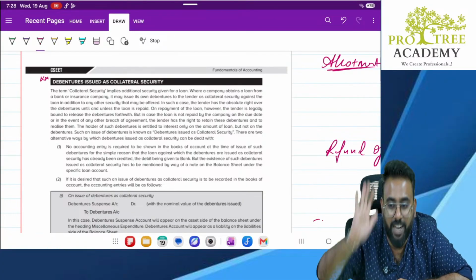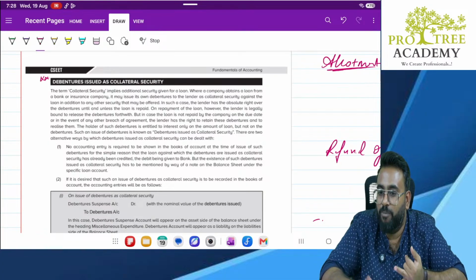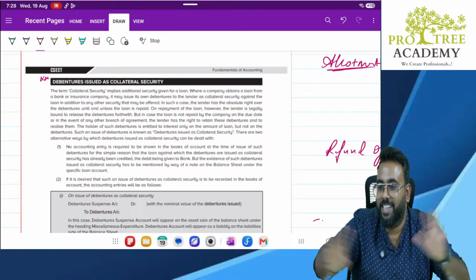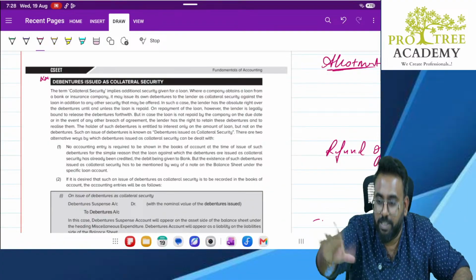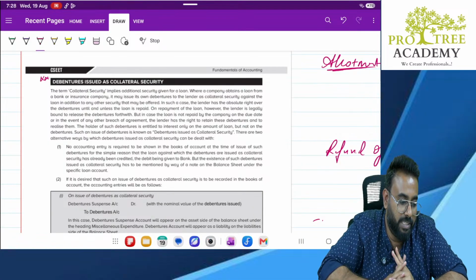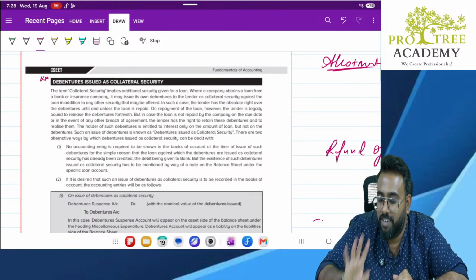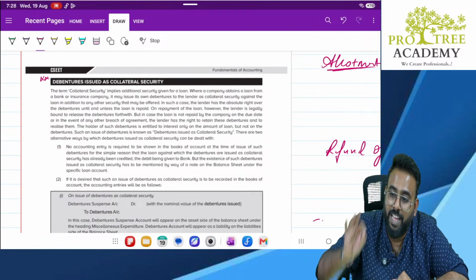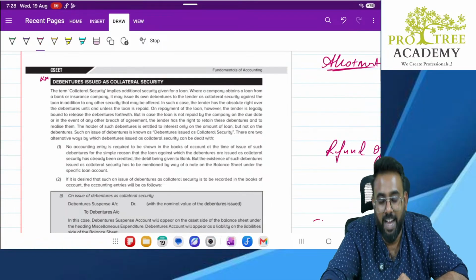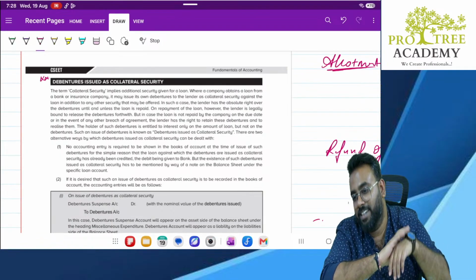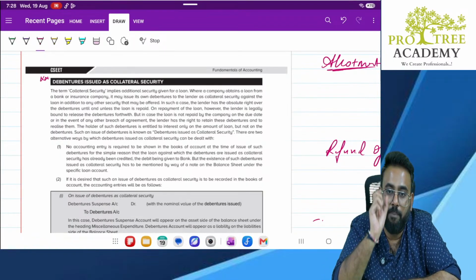This is issued as a collateral. Because I don't have land, I don't have a building, I don't have gold, I don't have a fixed deposit, nothing is there. So what will I do? I will issue debentures. Who can issue debentures, sir? All companies can issue. But which debentures will the bank accept? Usually the bank will accept the debentures of listed entities. Unlisted entities, the bank will not entertain. Clear?